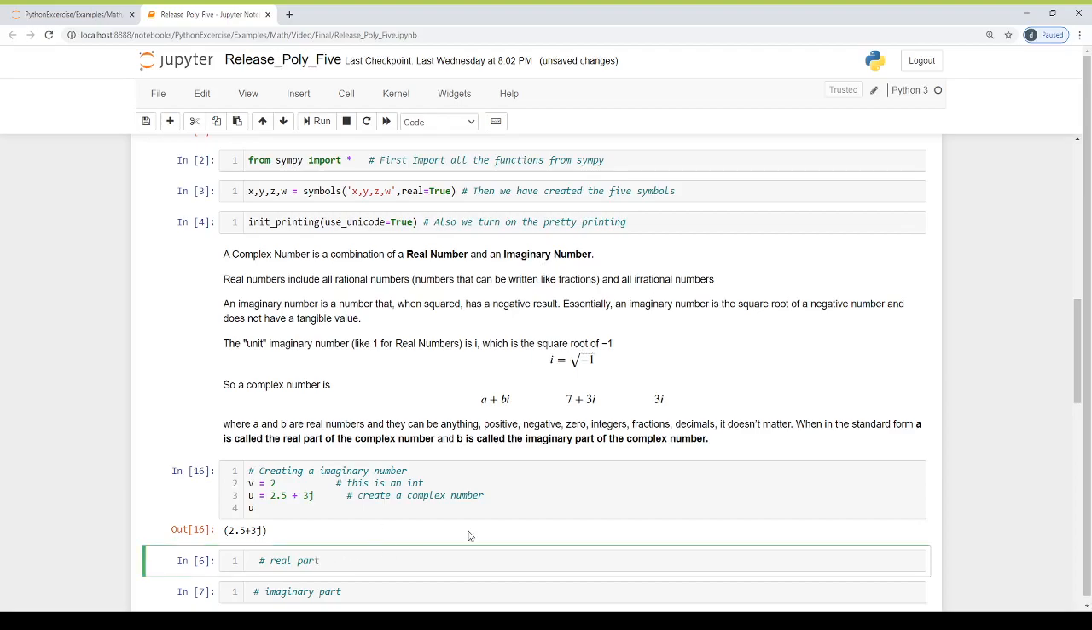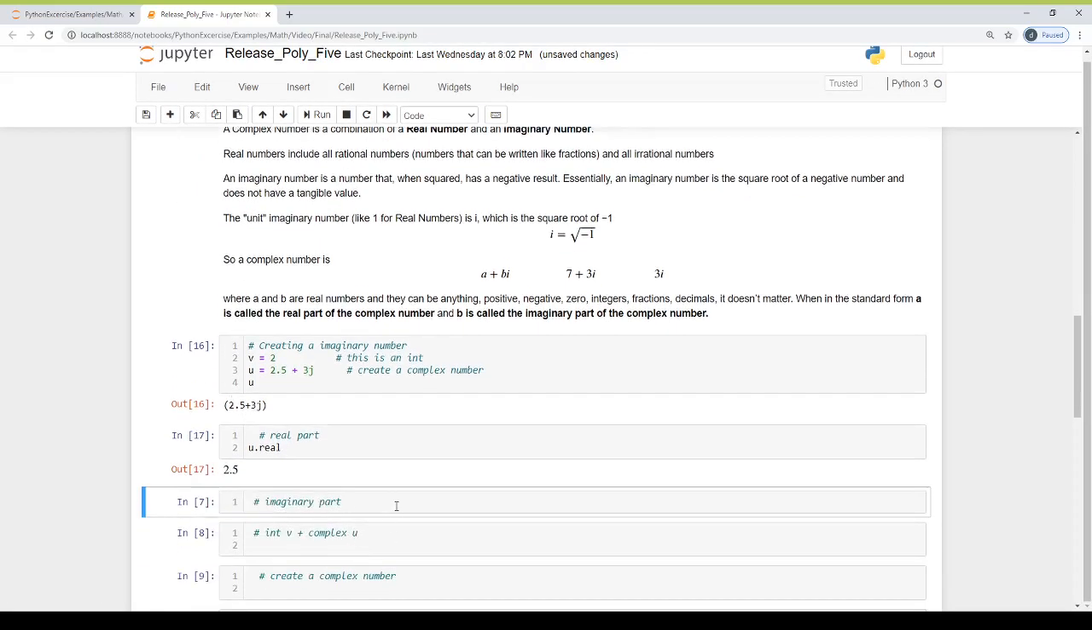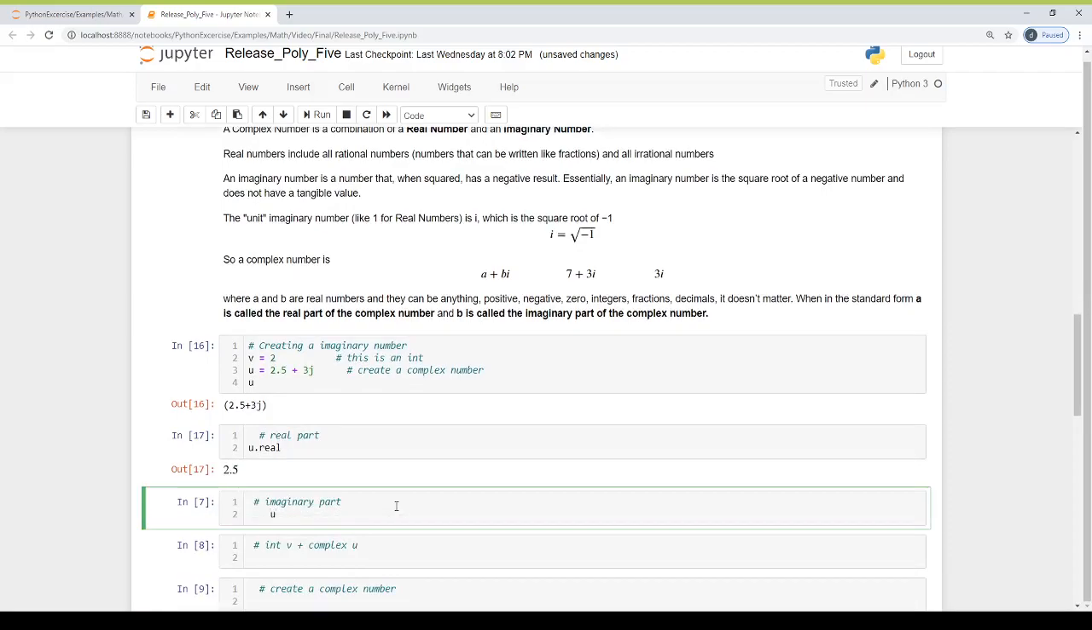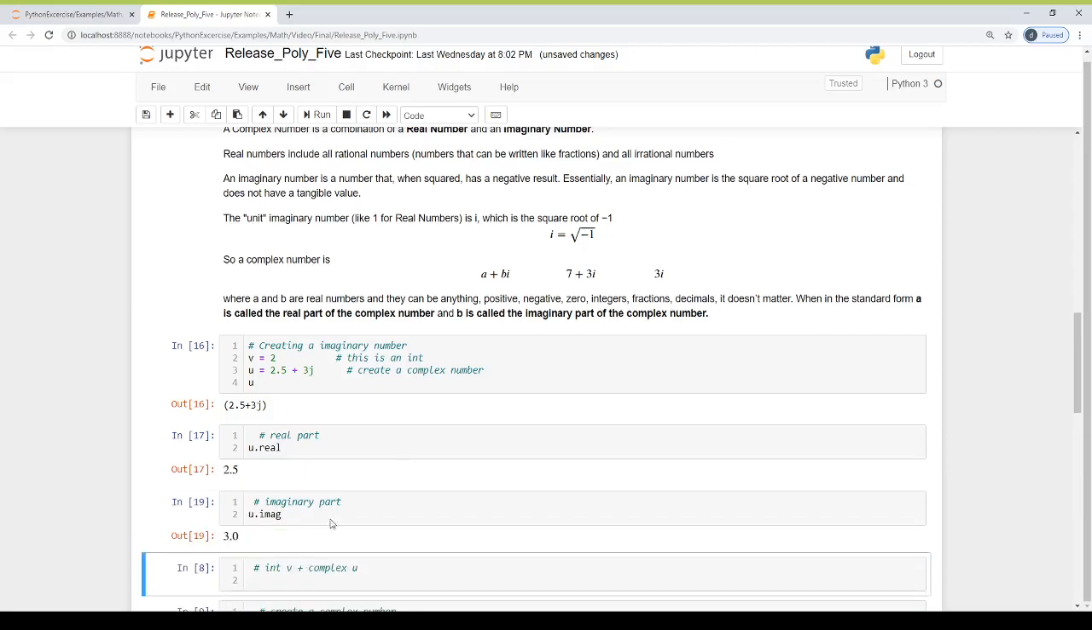Let's print its real part. For that we will call the property u.real, shift enter, and you will get 2.5. For the imaginary part we will call u.imag, and we get 3.0, and j is our unit imaginary number.